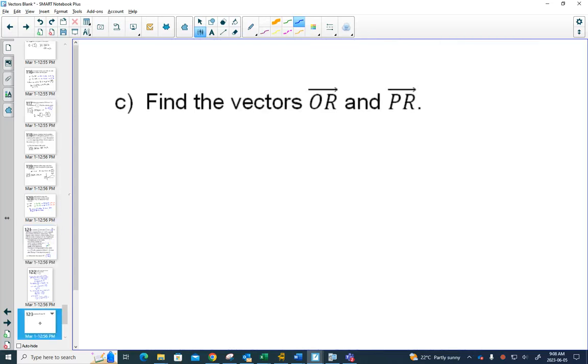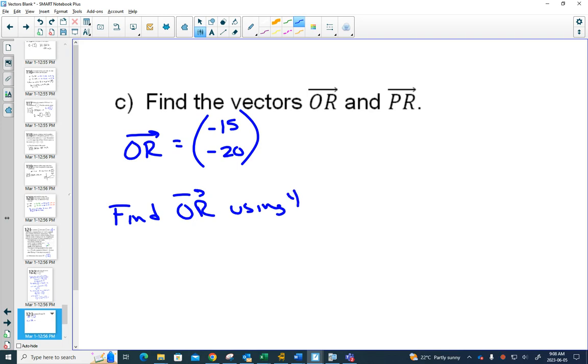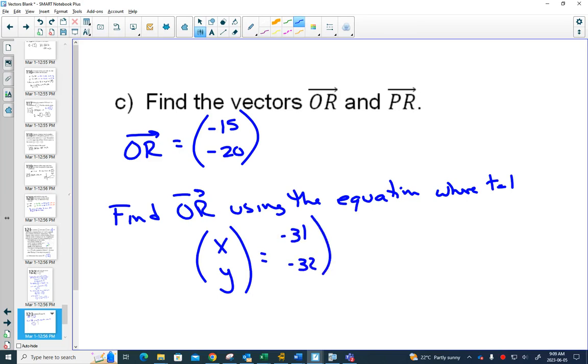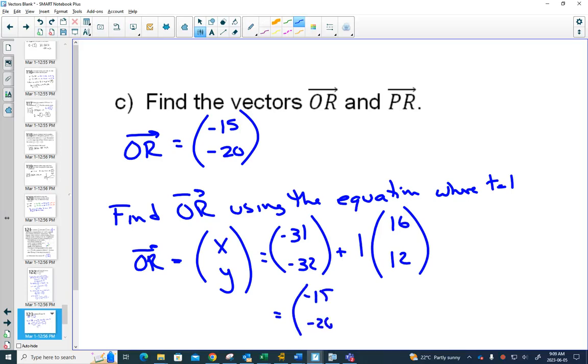So one way that you could solve for OR is that way. Negative 15, negative 20. Okay? You could also, if it's in 1 hour, use our equation and plug in t as 1, because that's what our equation is doing. It's telling the path of the ship. If you want to find any position vector on that line, you just have to plug in the time and find it that way as well.